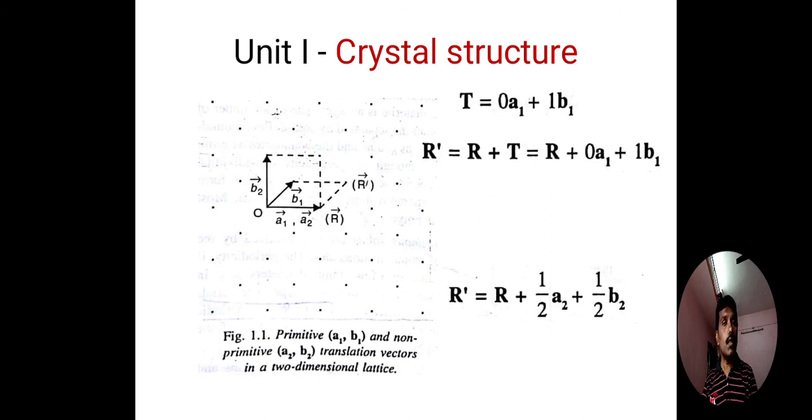Now, an important factor with this translation vector is that the unit cells are produced. What exactly a unit cell means, and what types of unit cells there are, we will see in our next lecture.